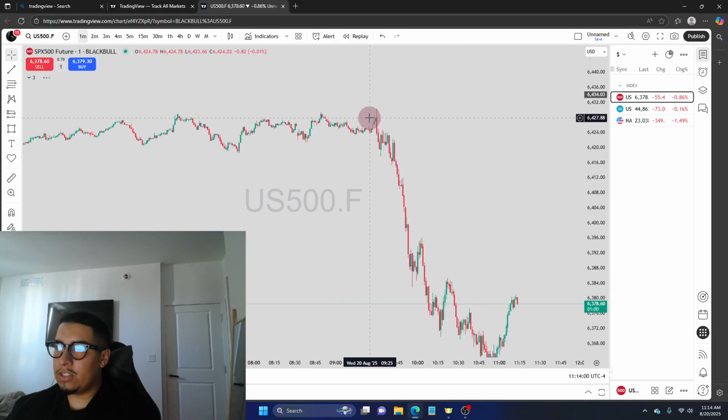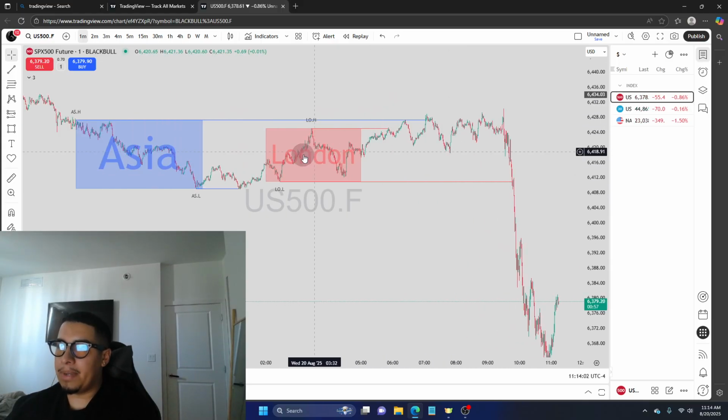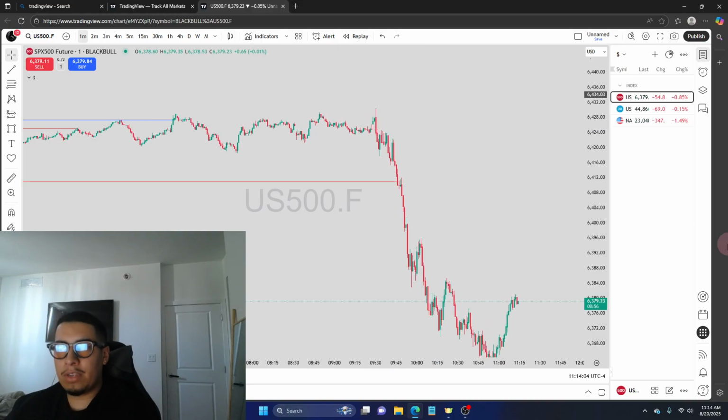Same thing with US 30, it swept the highs and then continued dropping. Not as clean as ever, because again, you want to be looking for a clean sweep where it obviously makes sense. All index pairs are going to be correlated. So as long as one sweeps, you could be looking for that correlation with other pairs.